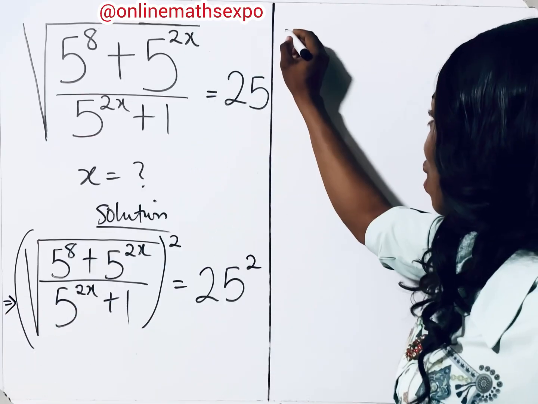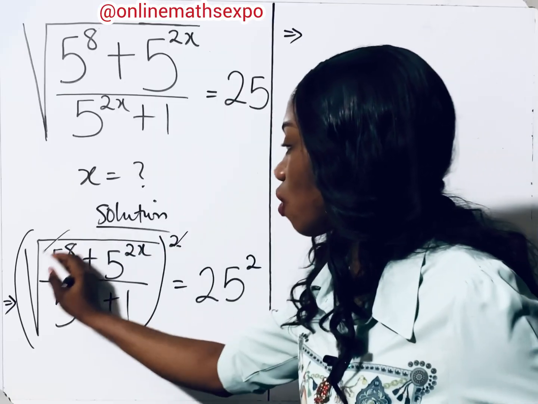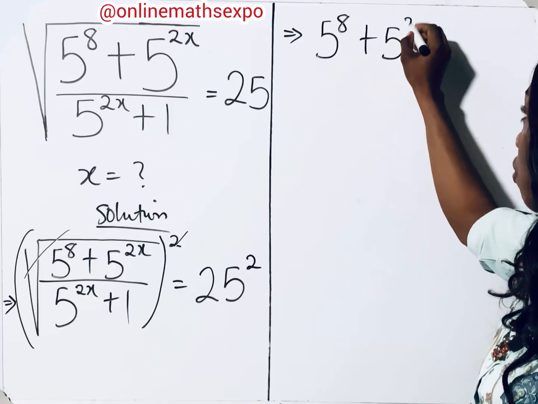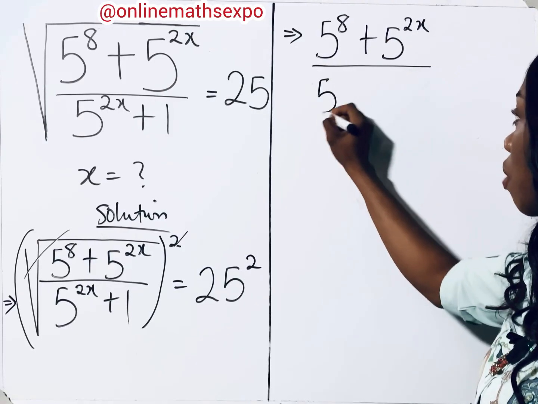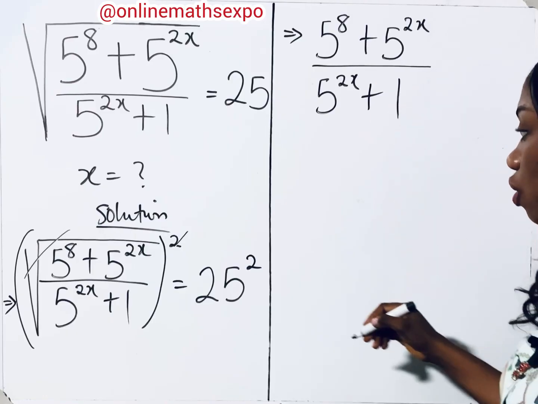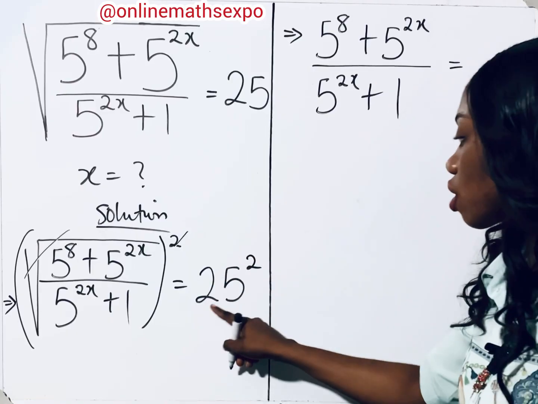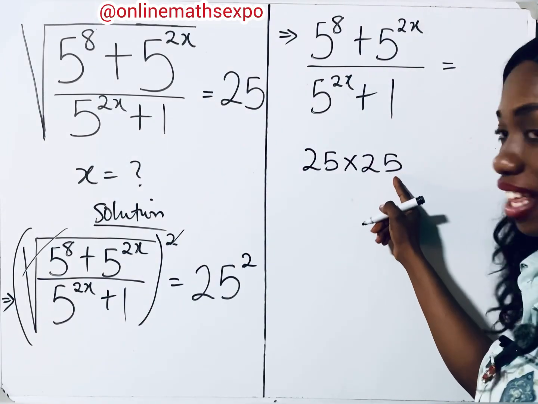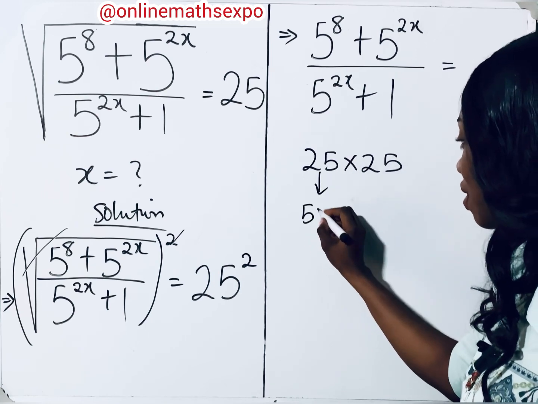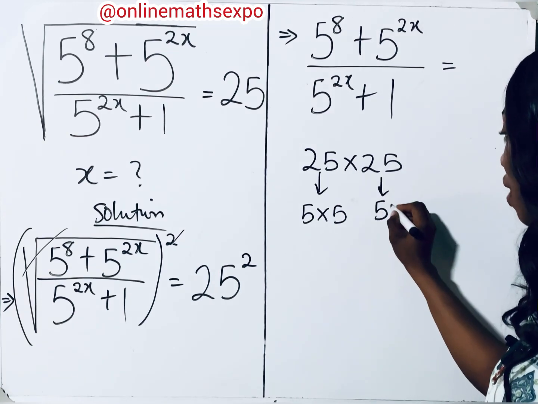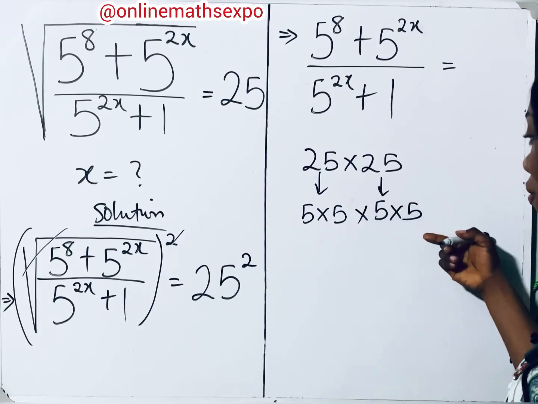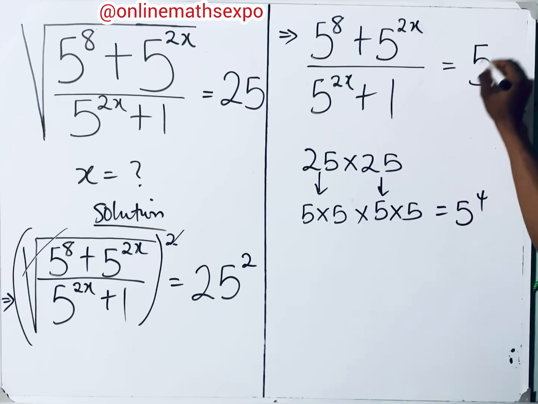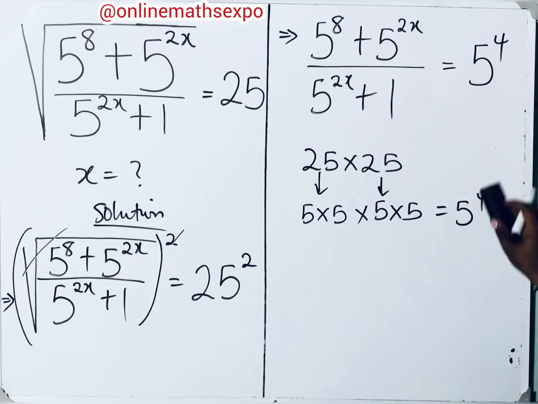This is leading us to, so we're going to now have this square takes off the square root, you see. So we're going to have 5 to the power of 8 plus 5 to the power of 2x divided by 5 to the power of 2x plus 1, is equal to, now 25 raised to power 2 is 25 multiplied by itself. Did you see that? And remember that 25 is 5 times 5, and this is also 5 times 5. So you see, we are having 5 to the power of 4, and that is the same as 5 raised to power 4. So we're going to have 5 to the power of 4. Did you see what we're doing? Now what do you do next?